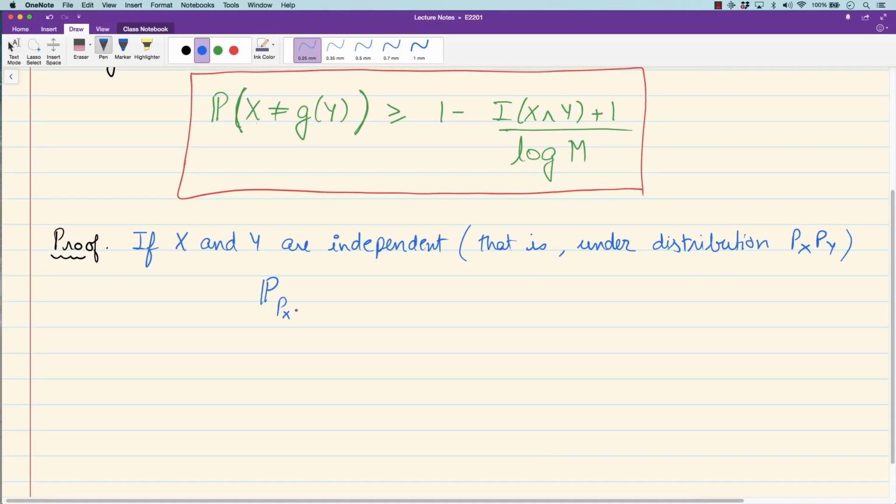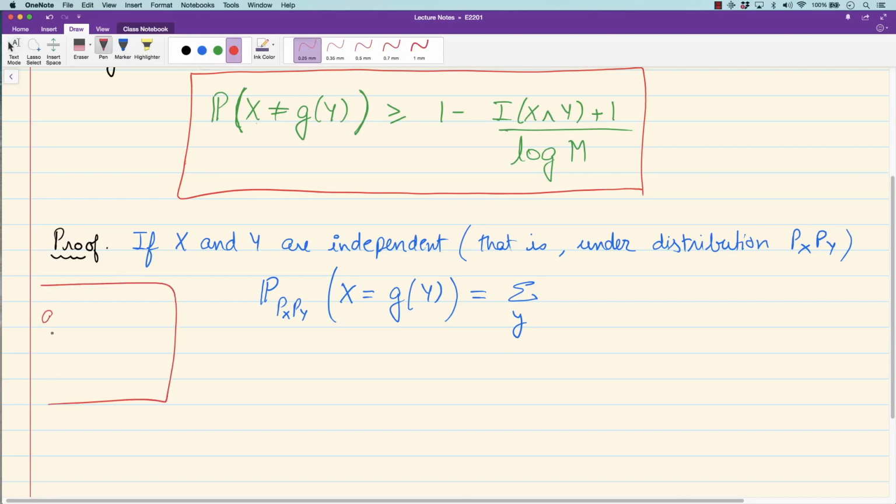So I'll put this as subscript here, P_X P_Y, just so that we remember this is not under the actual XY distribution. The probability that X equals g(Y), you correctly guess X from any g, is equal to... I'll give this proof for a deterministic mapping g. It's easy to extend it to a randomized mapping.